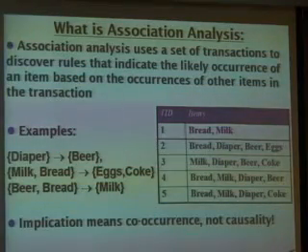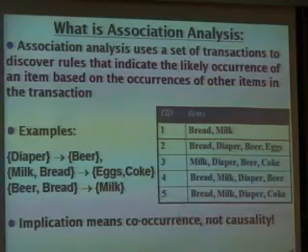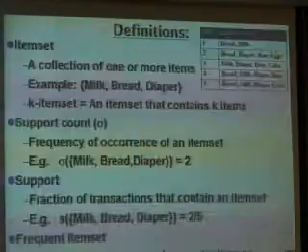Association analysis uses a set of transactions to score rules, to indicate the likely occurrence of an item based on the occurrences of other items. So if I bought diapers, am I likely to buy beer? If I bought milk and bread, am I likely to buy eggs and Coke, etc. And we talked about the fact that implication means co-occurrence, of course, not causality.